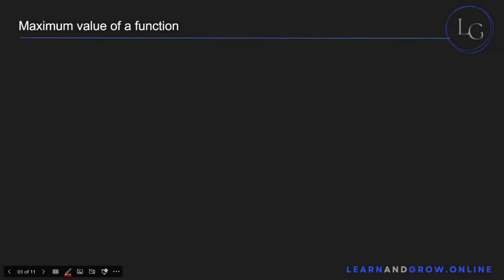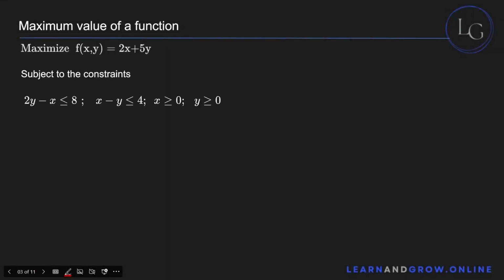And let's find the maximum value of a function. The question states that we have to maximize this function, and these are the constraints that are given to us, okay? Again, like I said before, these two constraints basically mean that the solution set that we get over here lies in the first quadrant, so it is a feasible solution set, okay? So basically we have to deal with this and this.